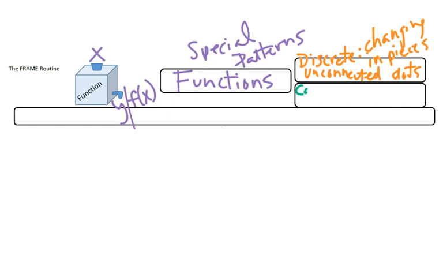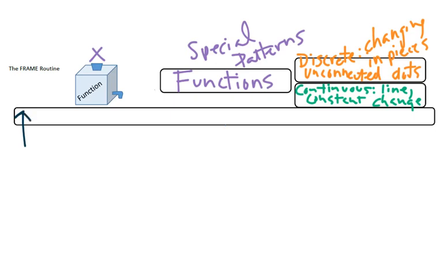Whereas the other one, continuous, is exactly the opposite. It's a line. We connect the dots. It's a constant change. All of these patterns that we're talking about can be either discrete or continuous. So it's a line, constant change, always changing.